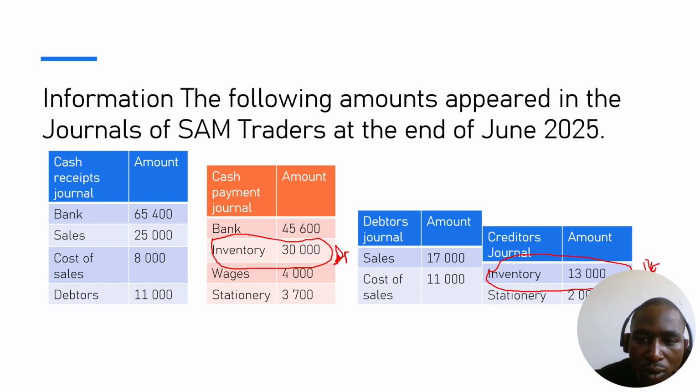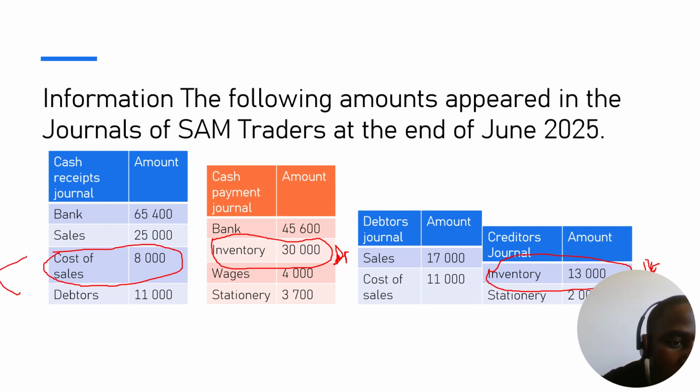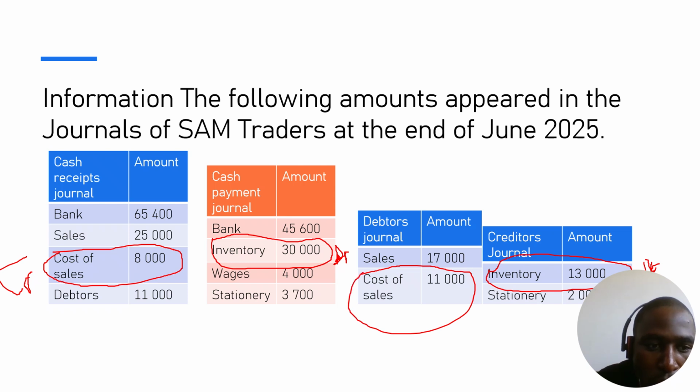All right. Now, we said we also look at cost of sales from the CRJ. So these cost of sales from the CRJ will go to the credit side of our inventory account. And these cost of sales from the debtors journal will also go to the credit side of our inventory account, because we said they stand for the inventory that we have sold. So let's go and do our inventory.